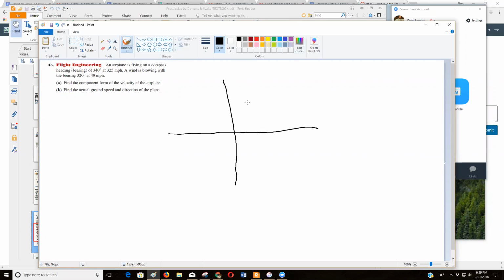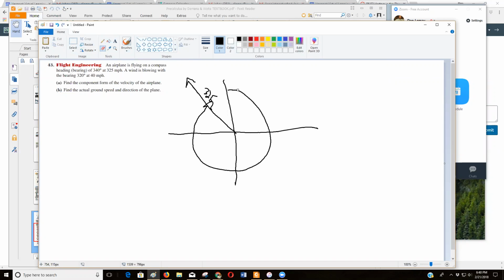we've got a compass rose, and we know a plane is flying on a bearing of 340 degrees. Well, let's see. So 340 degrees on the compass rose looks like this. And we know that speed is 325 miles per hour. And now the tricky part is, actually, let me undo some of this. Maybe I'll have to erase it.